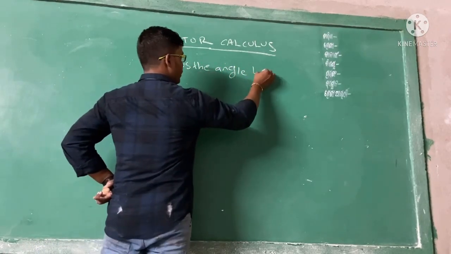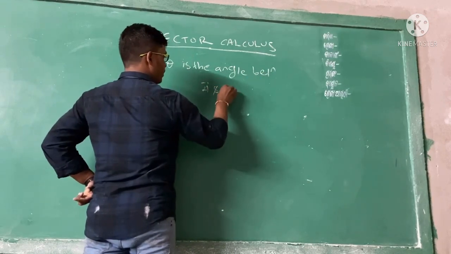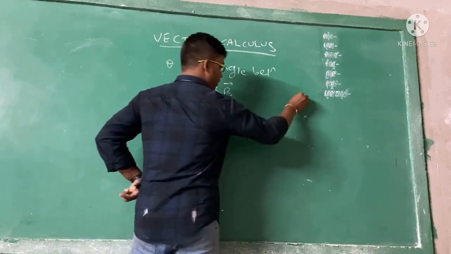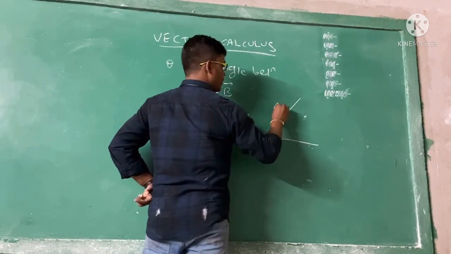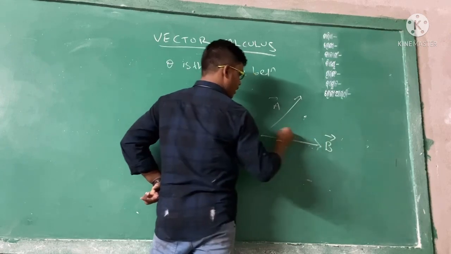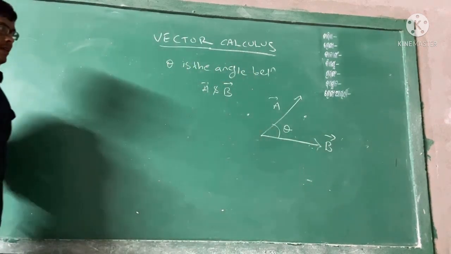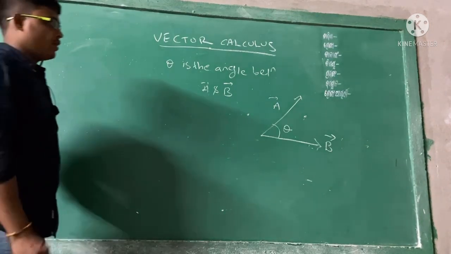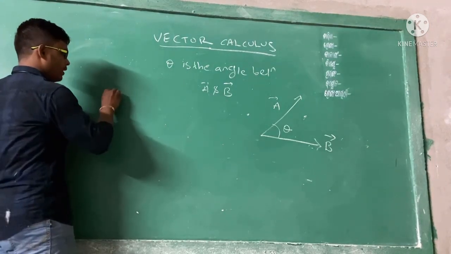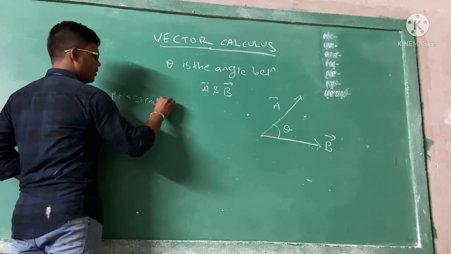So theta is the angle between a vector and b vector, and we will draw the diagram, then you will understand. This is the a vector and another is the b vector. So a vector is a1 i cap plus a2 j cap plus a3 k cap, and b vector. So this is the angle theta between a vector and b vector. Remember, theta is the internal angle. This is the angle A to B.